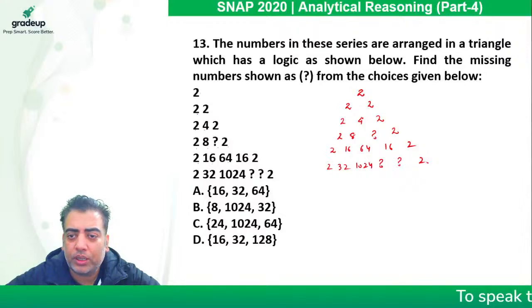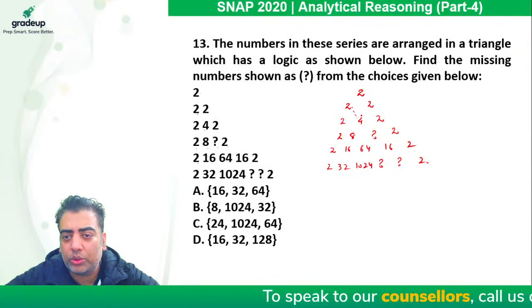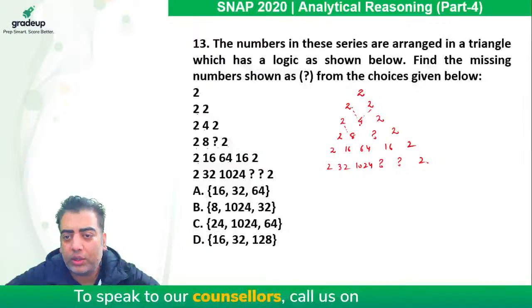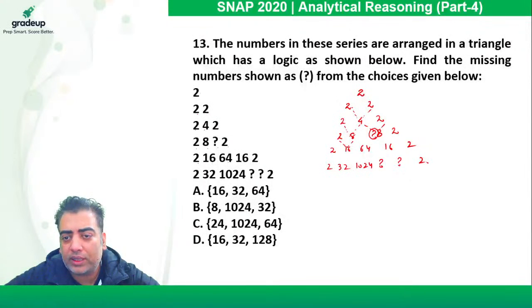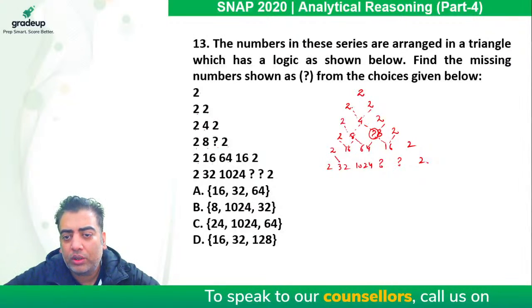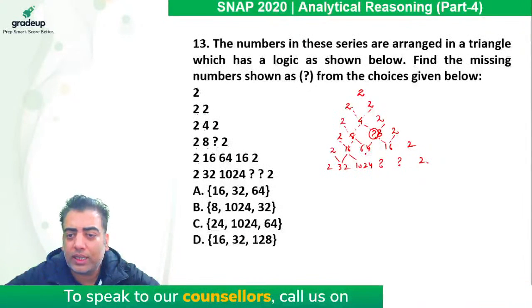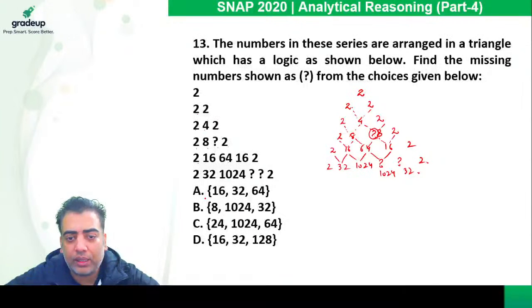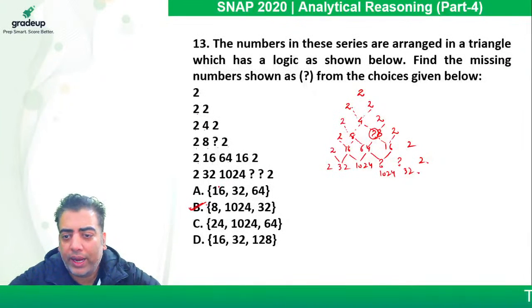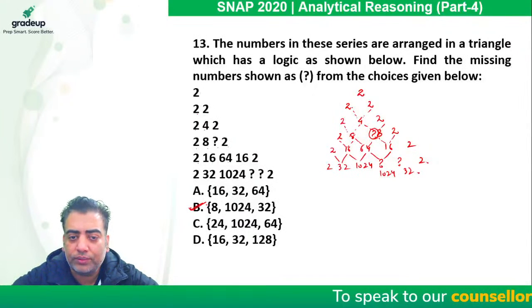So it can be observed that the values are getting multiplied. So 2 into 2 is 4. 2 into 4 is 8. So this first question mark should be replaced with 8 and everything falls in correctly. So 4 into 2 is 8. 2 into 8 is 16. 8 into 8 is 64 and 8 into 2 is 16. 2 into 16 is 32. 16 into 64 is 1024. So it must be 1024 and then 32. So the three missing values are in option B, 8, 1024 and 32.